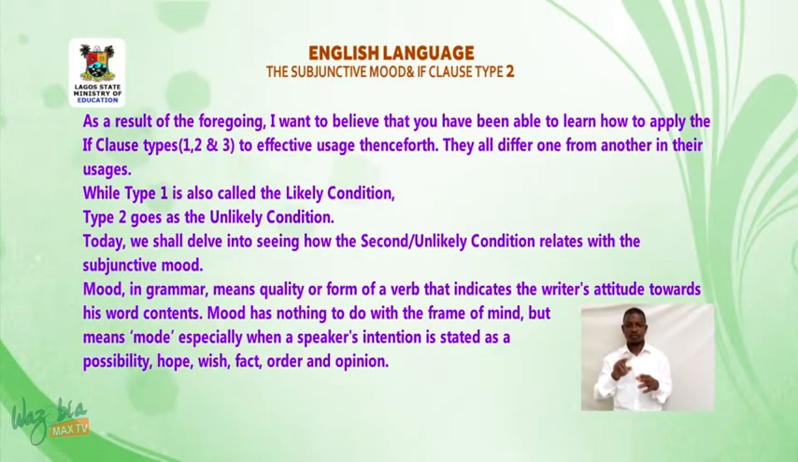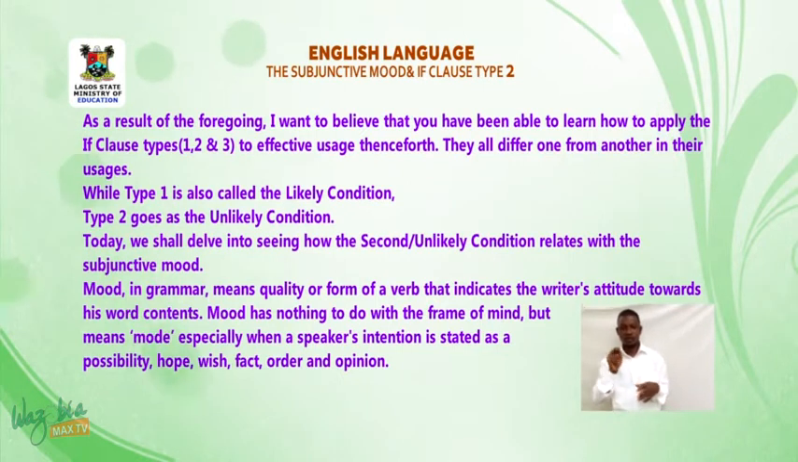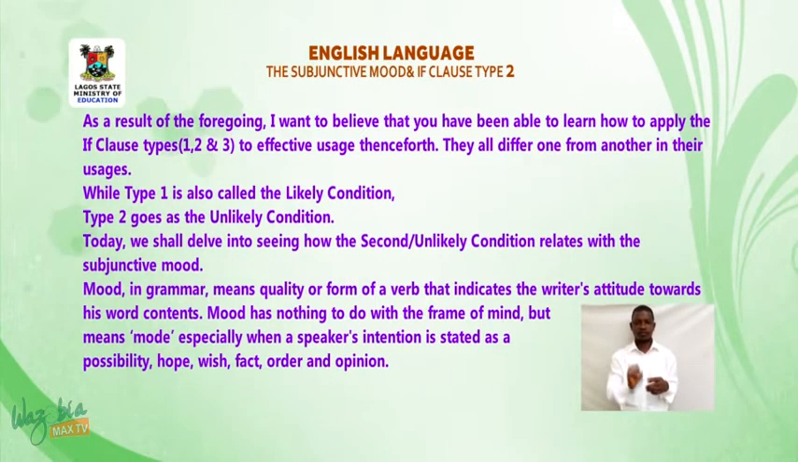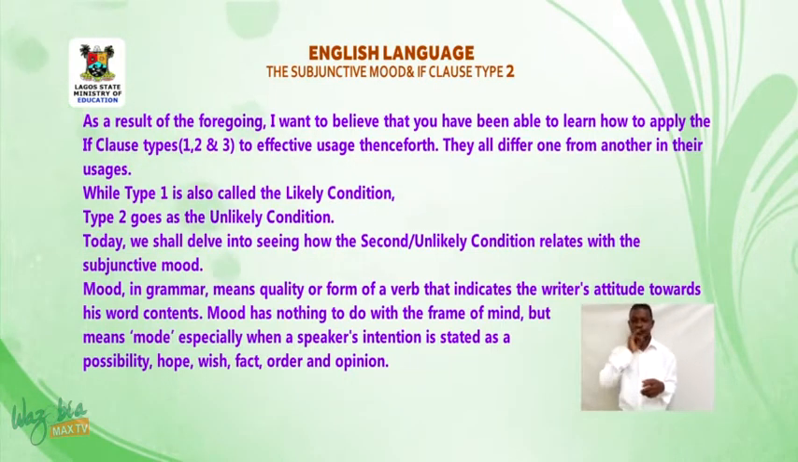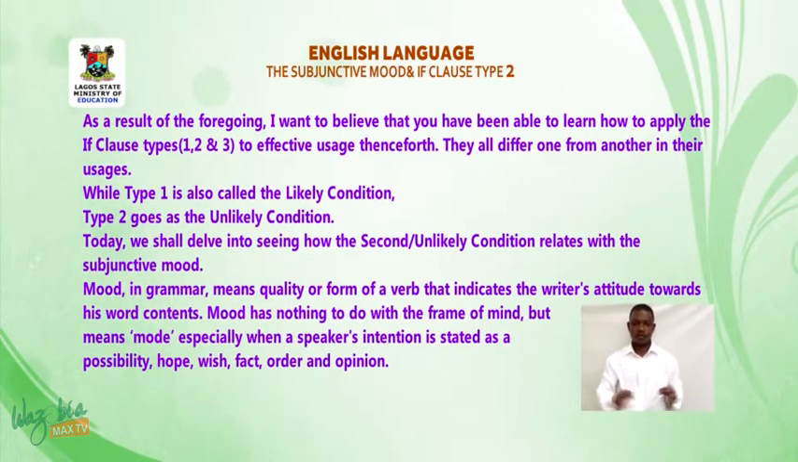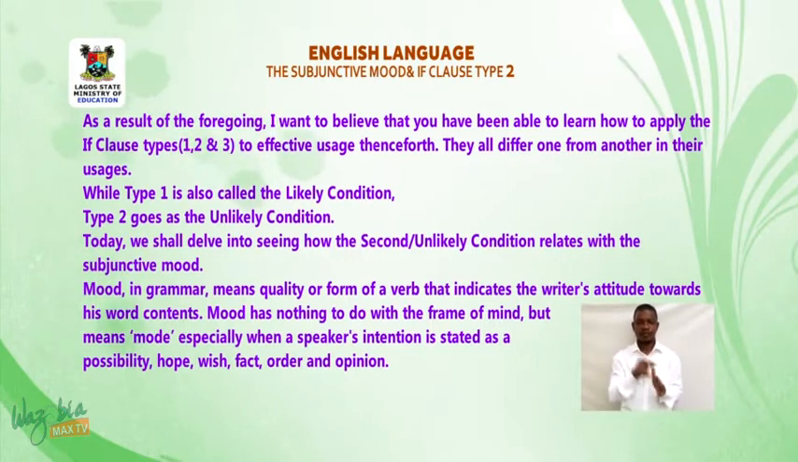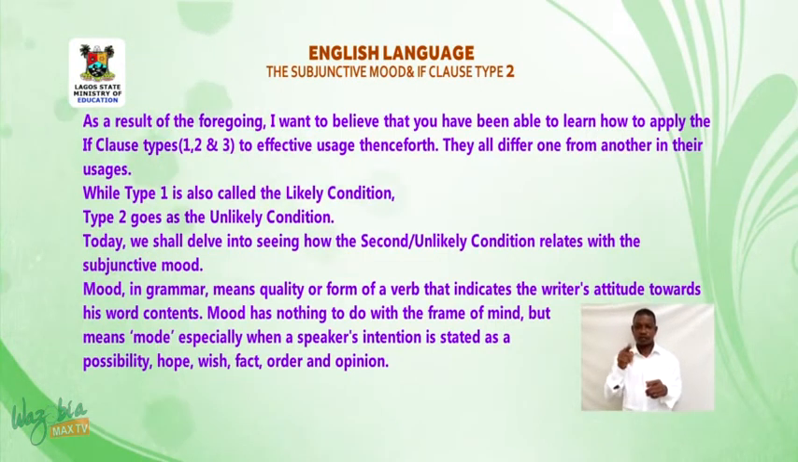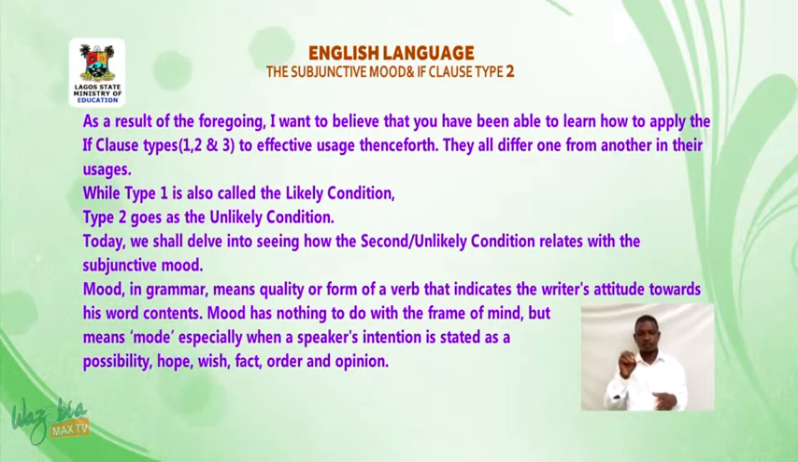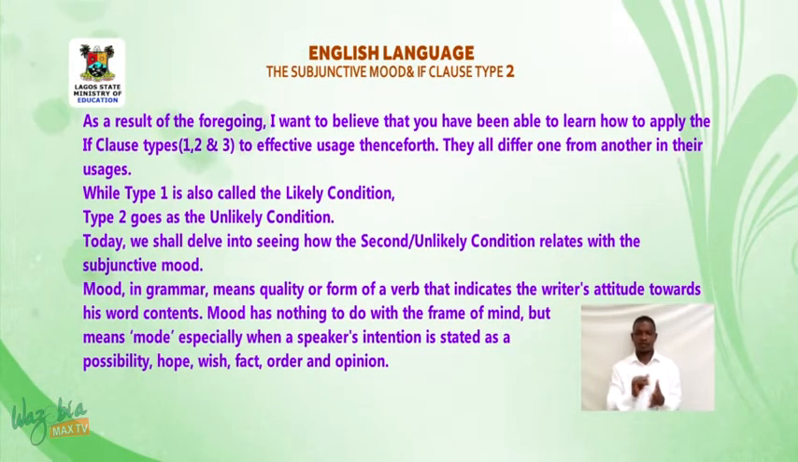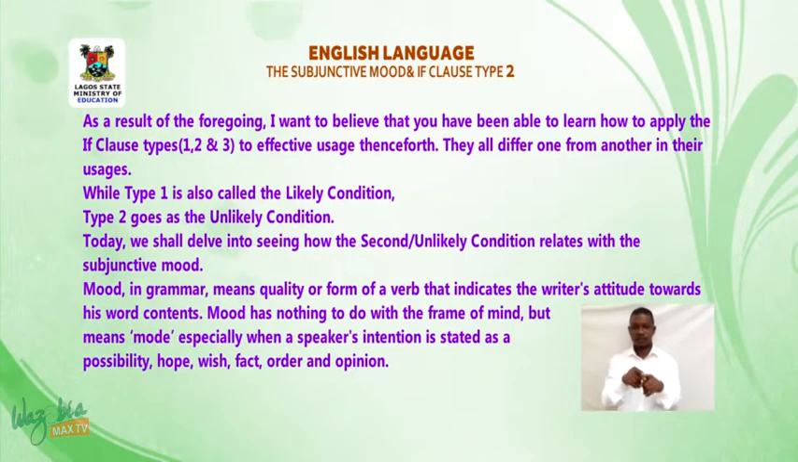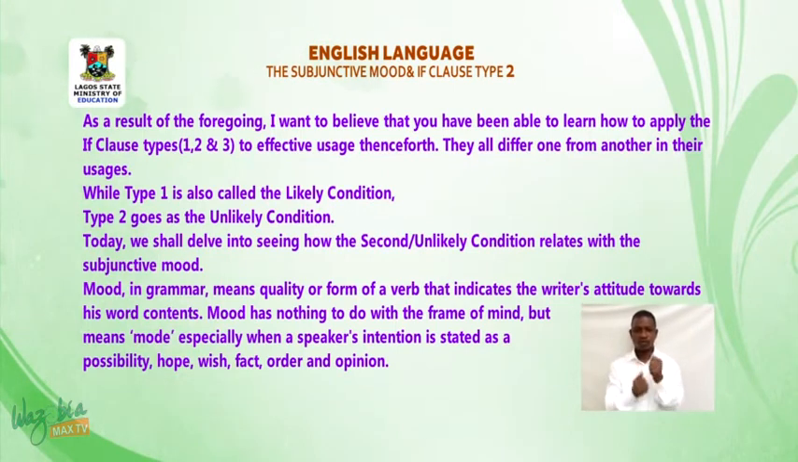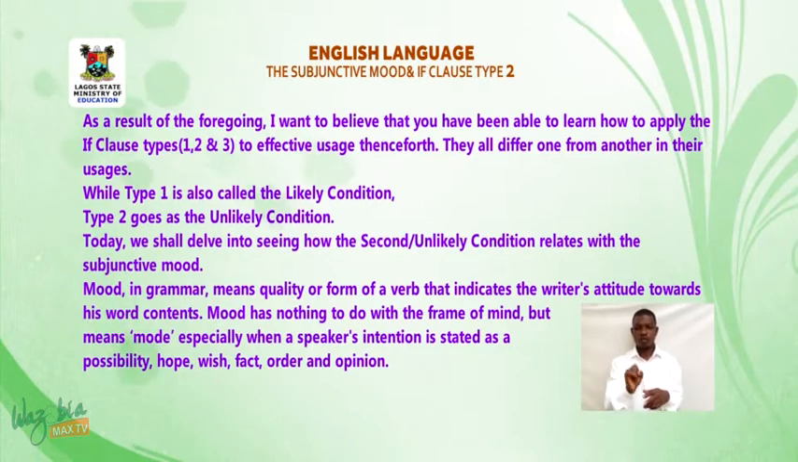Today, we shall delve into seeing how the second or unlikely condition relates with the subjunctive mood. Mood in grammar means quality or form of a verb that indicates the writer's attitude towards his word contents. Mood has nothing to do with the frame of mind, but means mood, especially when a speaker's intention is stated as a possibility, hope, wish, fact, order, and opinion.